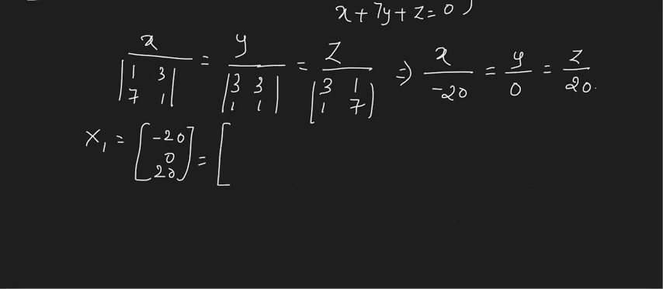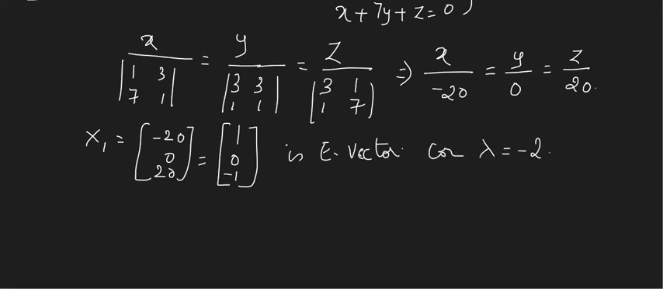Even if you take minus 20 common, no worries. No need to mention it here; you should write only the remaining thing. If you divide by 20, or if you take minus 20 common, what will you get? 1, 0, minus 1. This is the eigenvector corresponding to lambda equal to minus 2. Let us complete the 2 more cases.